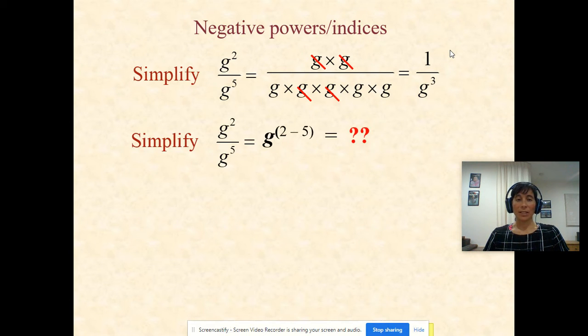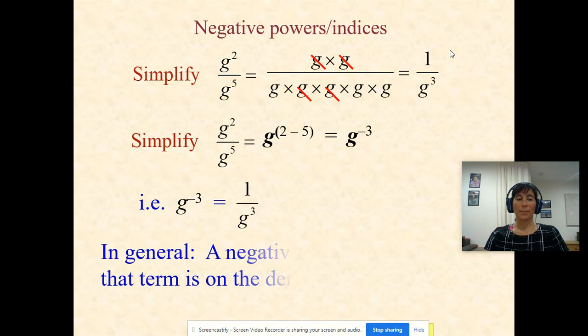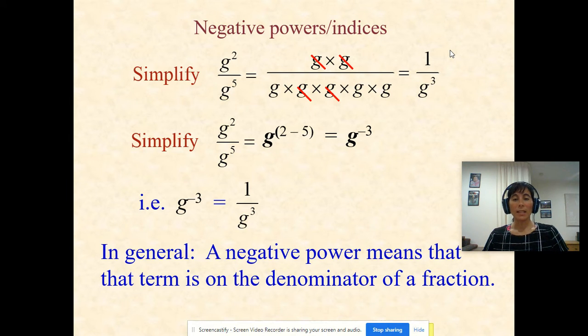Another way we could have looked at this is because they have the same base, then we, in a division situation, are subtracting the powers. So 2 minus 5 would be negative 3. But we know that g to the power of negative 3 is the same as 1 over g cubed. So in general, a negative power means that the term is on the denominator of the fraction.